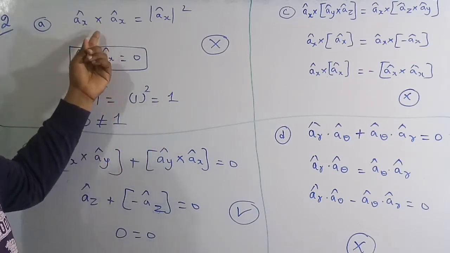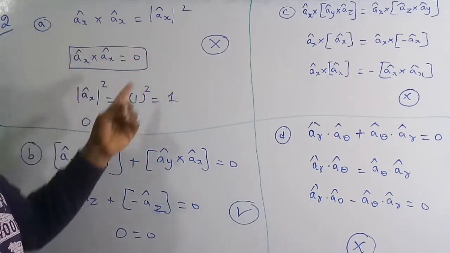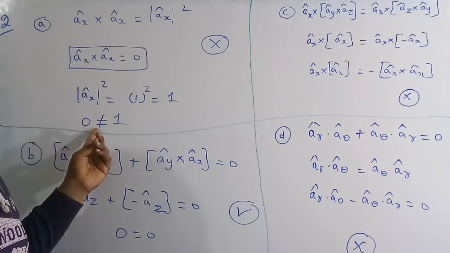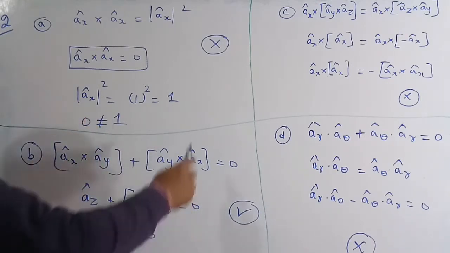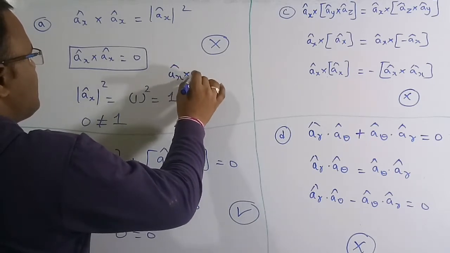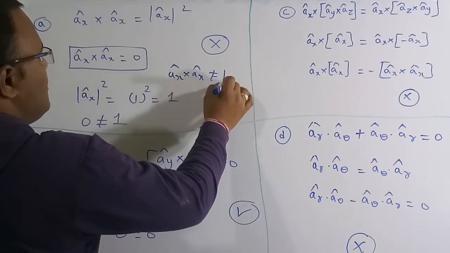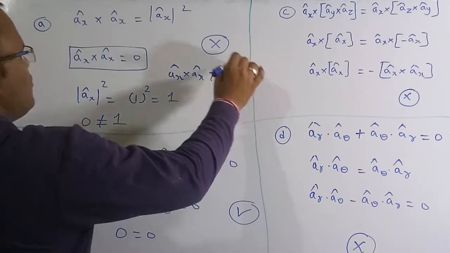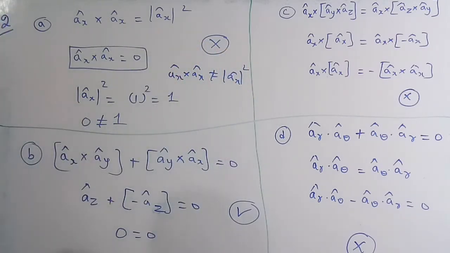So we can say this LHS is equal to 0 and RHS is equal to 1. So definitely 0 is not equal to 1. So therefore we can say this option is wrong. The actual statement has to be x cap cross x cap is never equal to mod of x cap whole square. So though in option A they are given like this, option A is the wrong option, and let us see option B.